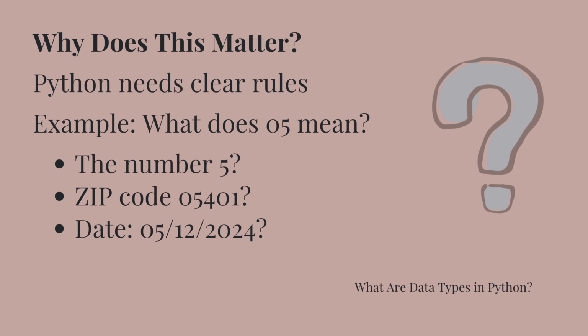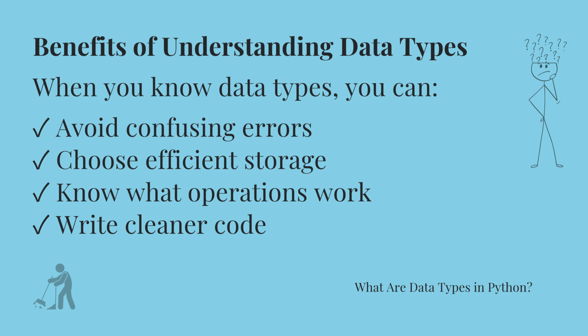Sometimes it's not entirely obvious what you mean. If I write 05 in my code, do I mean the number 5? Am I trying to start writing a zip code that starts with 0? Is it part of a date like 05122024? Python needs clear rules, and data types provide those rules. When you understand data types, you can avoid confusing errors in your code, choose the most efficient way to store your information, know exactly what operations you can perform, and write cleaner, more predictable programs.